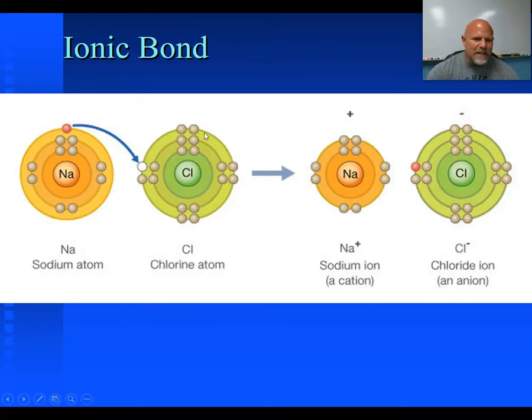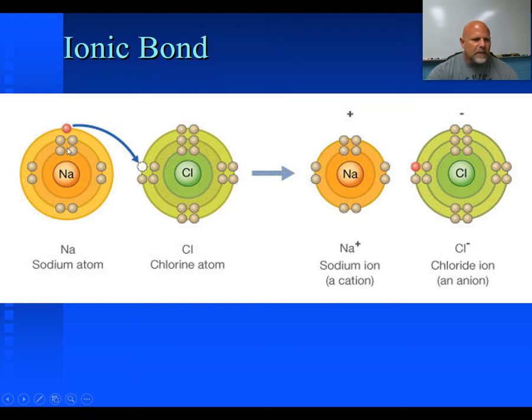All right, what types of bonds are we talking about? Well, one of the types of bonds we have is an ionic bond. Ionic bonds happen when you actually have transfer of an electron from one atom to another atom. This is an example right here of salt, sodium chloride. This would be regular table salt. And you have the transfer of an electron from the outer shell of sodium to the outer shell of chlorine.